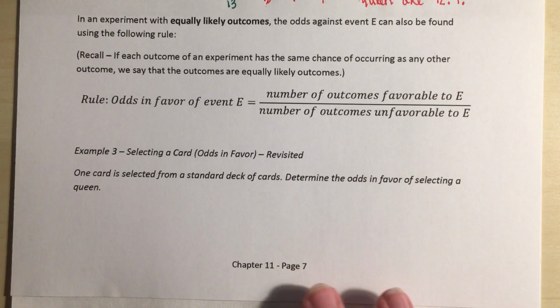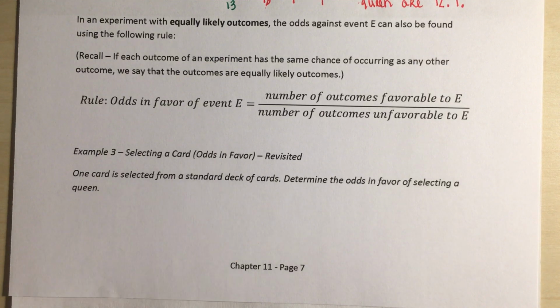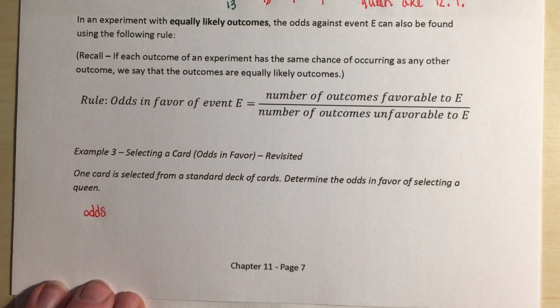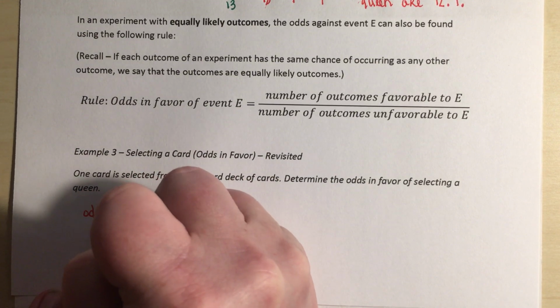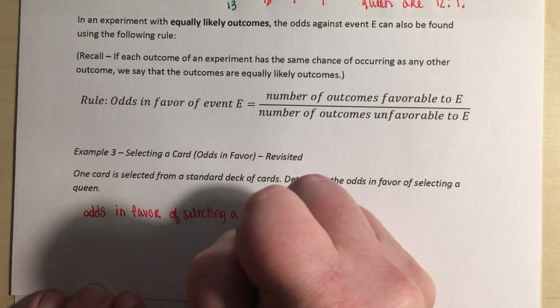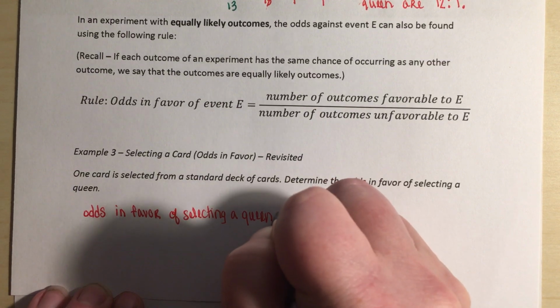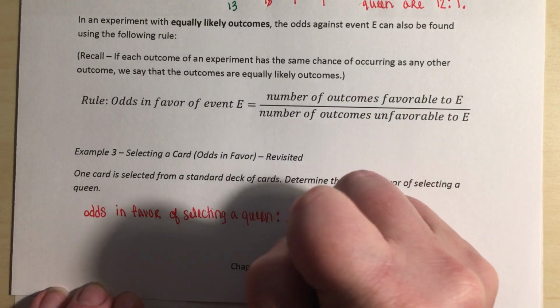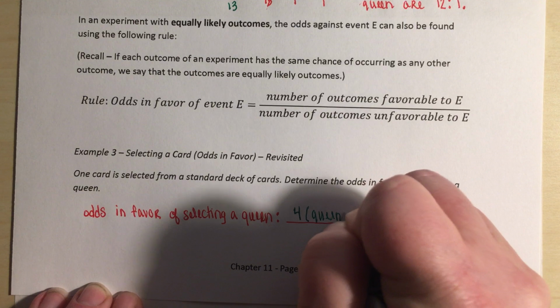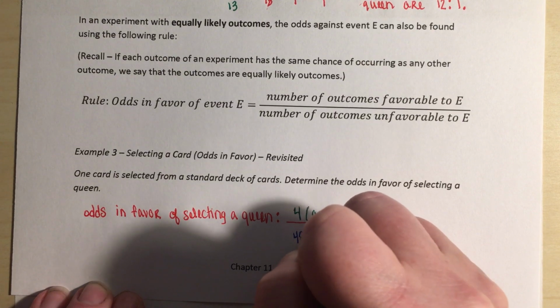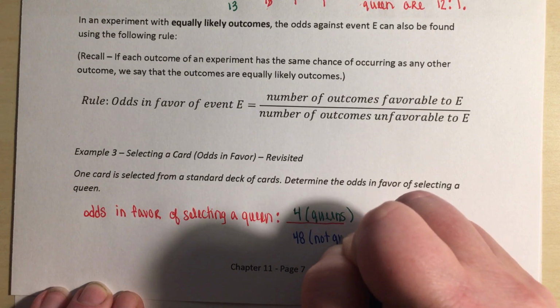We can use kind of the same idea that we used for our odds against to simplify stuff and not worry so much about those fractions. So if we were to shorten this one, we could calculate a little bit quicker. Odds in favor of selecting a queen. The same problem, just a slightly different way of calculating it. In favor means the number of queens that we have goes on top. So there are 4 queens in our deck of cards, and there are 48 cards that are not queens.